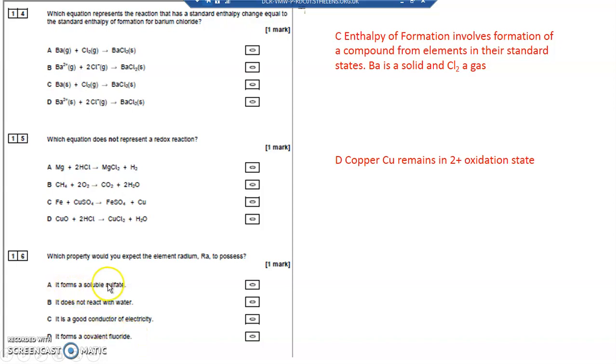So forms a soluble sulfate. No, it's going to be insoluble. Does not react with water. Yes, it will react with water. Forms covalent fluoride. No, it's going to be an ionic fluoride. Is a good conductor of electricity. That is your answer, answer C.